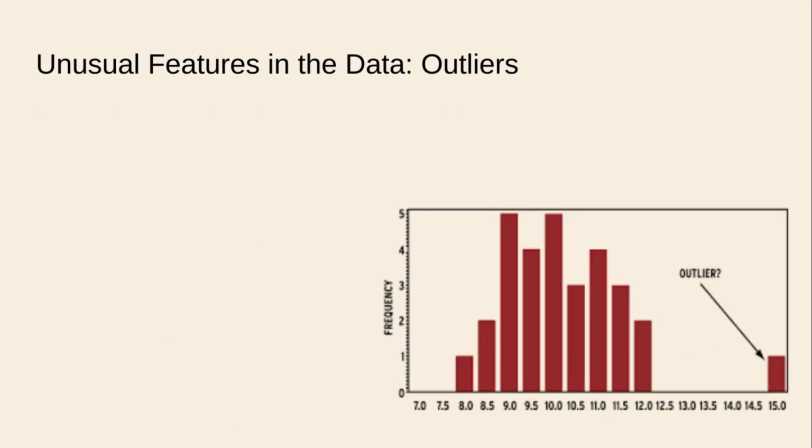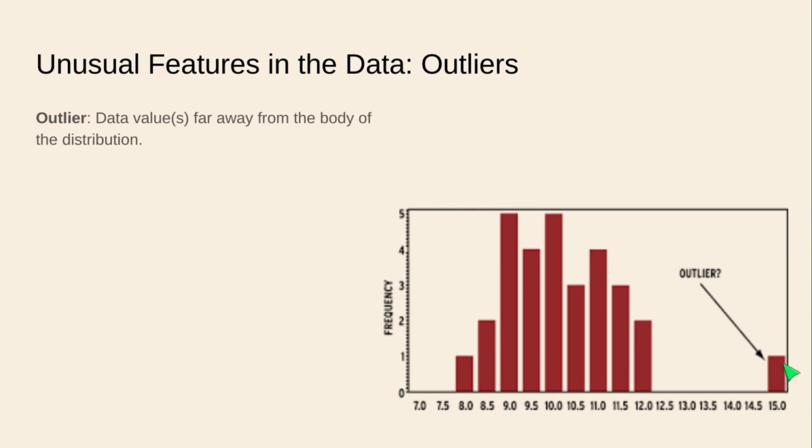Now we're going to talk about unusual features. We've talked about modes. We've talked about the shape of data. Now we're going to talk about unusual features. And the most common unusual feature is an outlier. Okay? So an outlier is a data value, or data values, there can be more than one outlier, far away from the body of the distribution. Here be the body of the distribution.